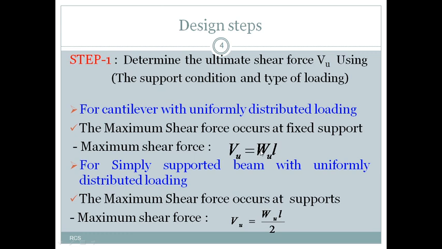The normal load which is acting on the beam should be multiplied with a suitable factor of safety, that is 1.5. In the case of a simply supported beam, if it is subjected to a UDL over the beam, then the maximum shear force occurs at the support, and the value of the maximum shear force will be Vu equal to WuL by 2. Again, it is a factored load. So it depends on the problem given, and this is useful in your examination.